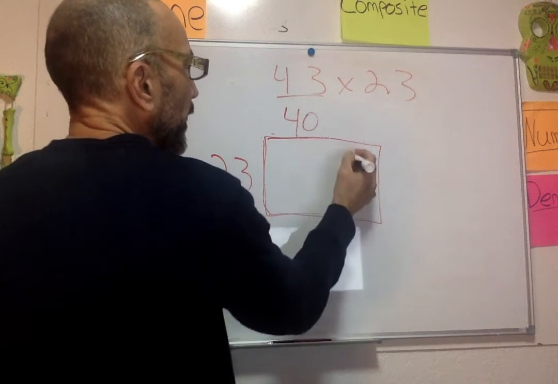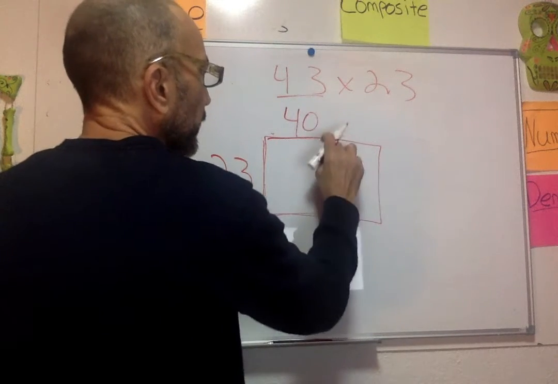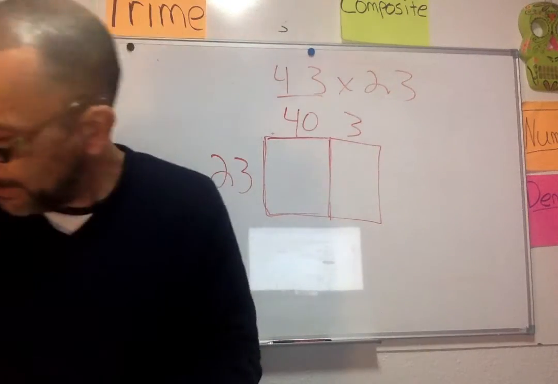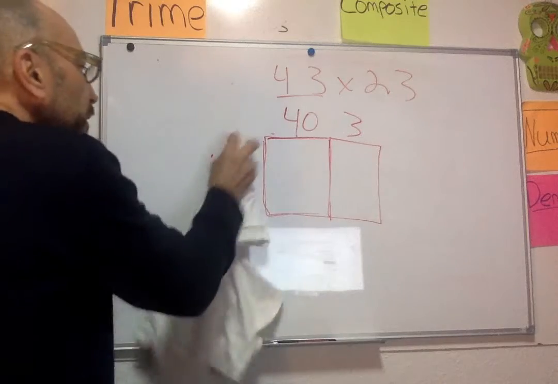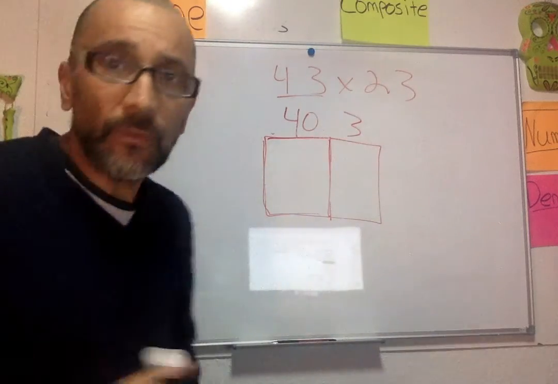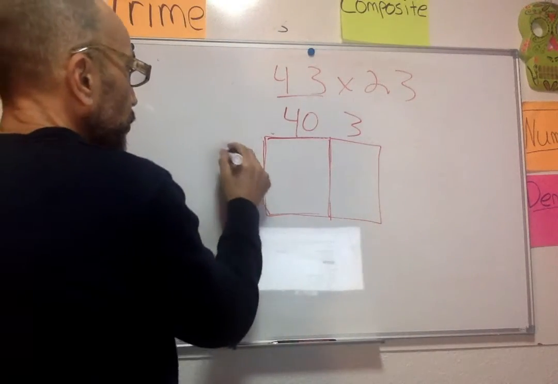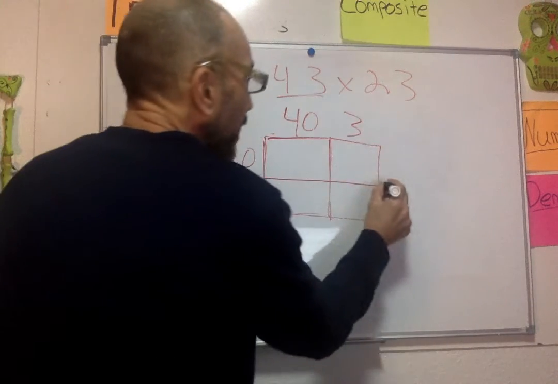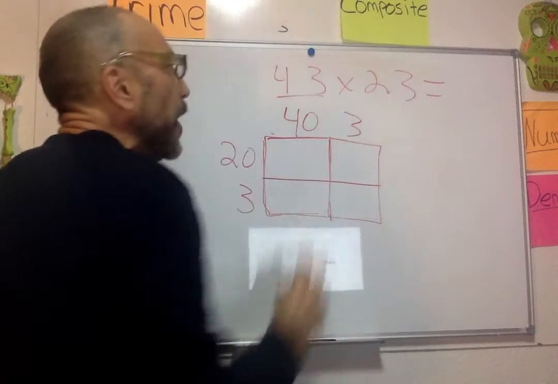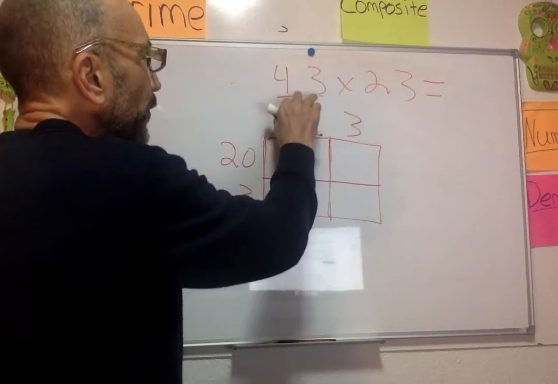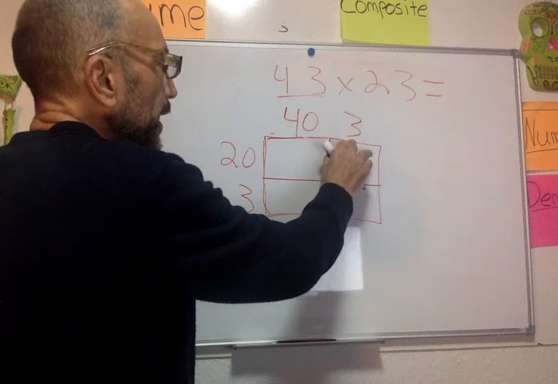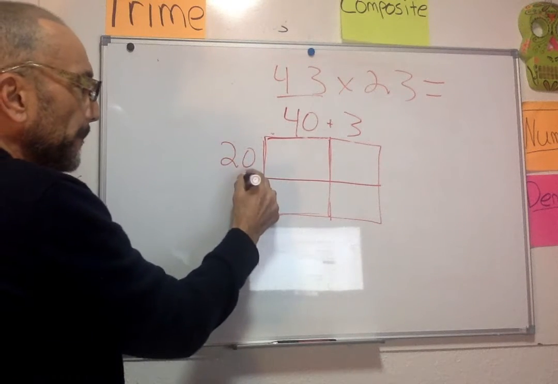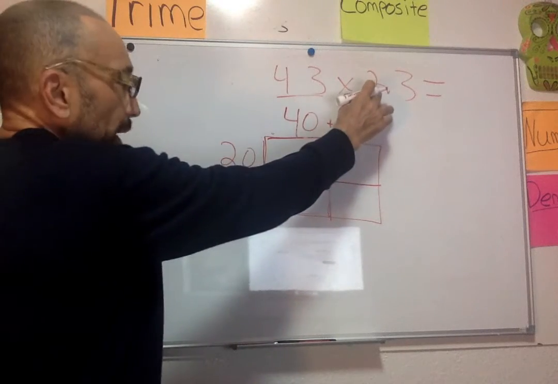So I'm going to split it up. 40 times 3. And the other one will be 23. All right? What I did is a thing called decomposing. I split the number 43 into two parts, 40 and 3. 40 plus 3 equals 43. 20 plus 3 equals 23, the width.